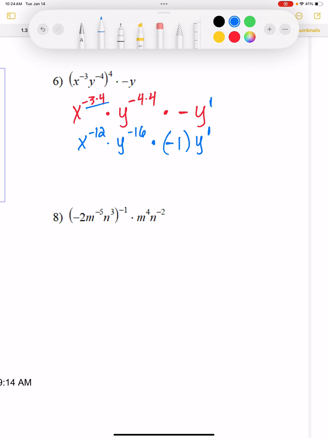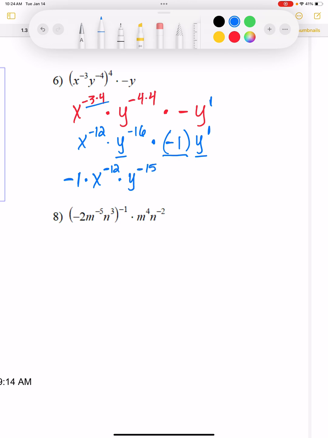All right, take it a little further. We can combine the y's if you want. Remember when you're multiplying y's together, which we are, you just add the exponents. Negative 16 plus 1 is negative 15. And then this whole thing's being multiplied by negative 1. So I'm going to say negative 1 times x to the negative 12 times y to the negative 15, right?